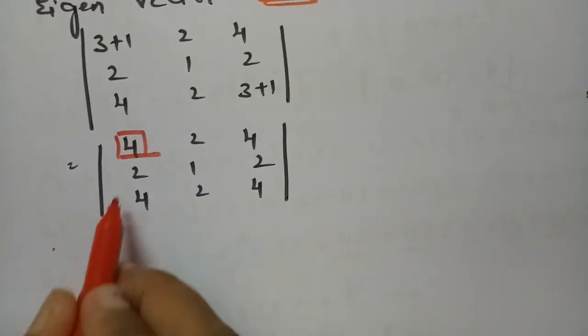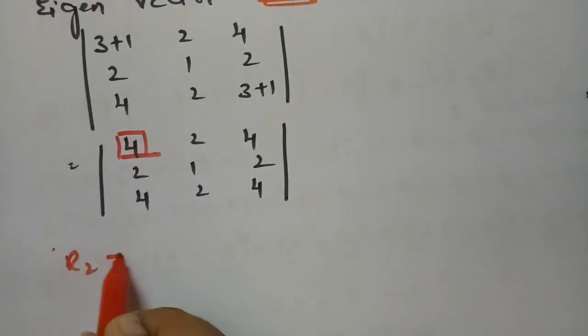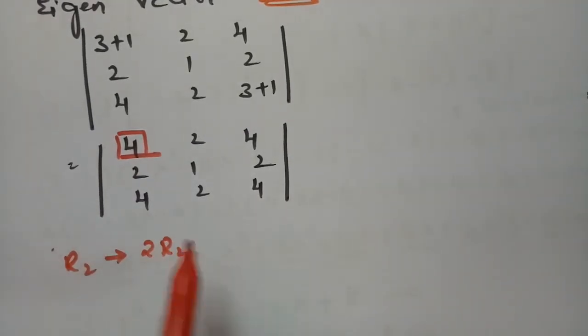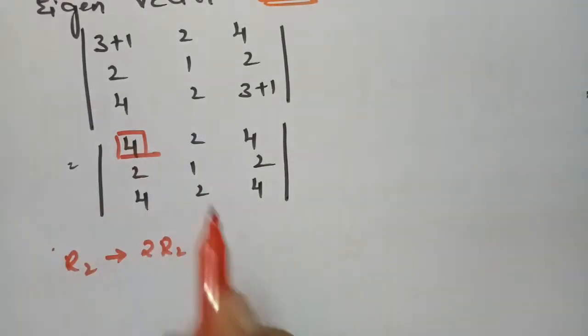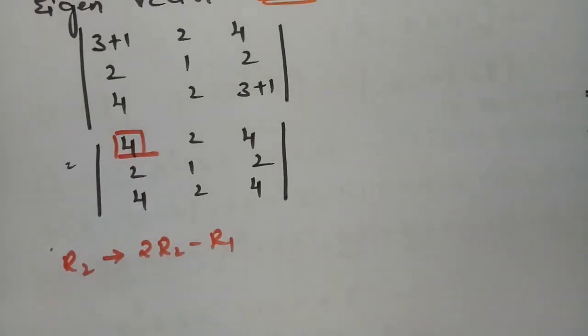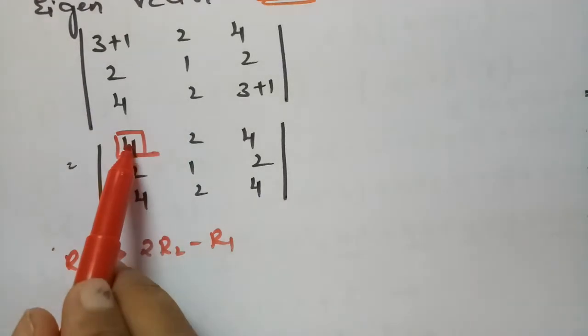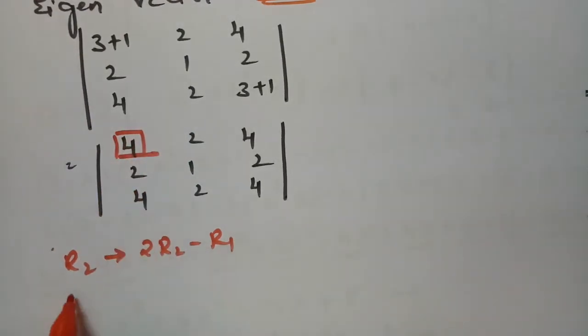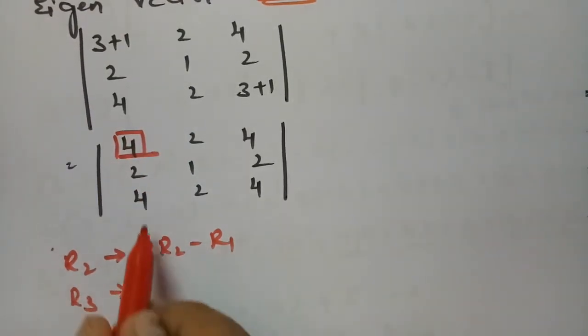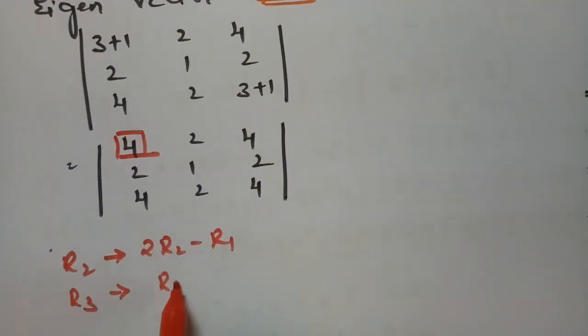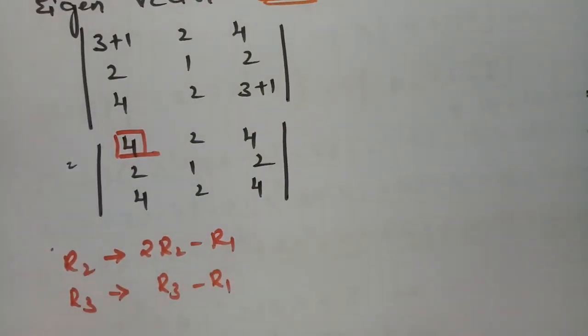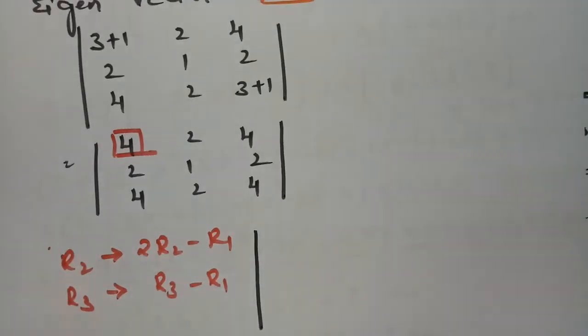In order to make this 0, I have to use R2: 2 R2, multiply with 2 and subtract R1, row 1. Then this will be 0. Using this, I have to make row 3 zero. Row 3 will be as it is, minus R1, since 4 minus 4 is 0.